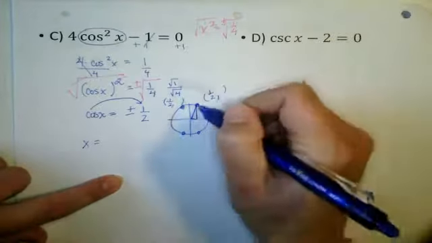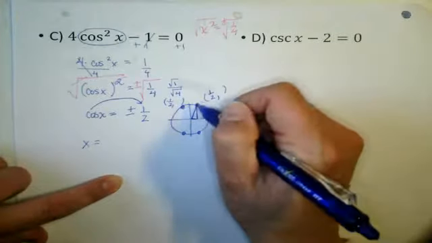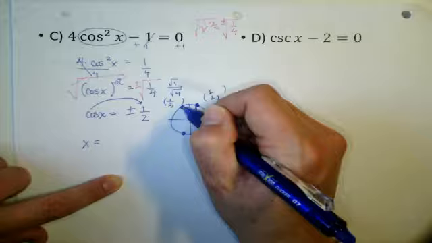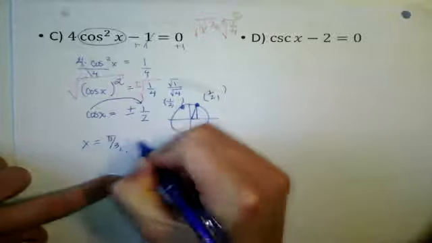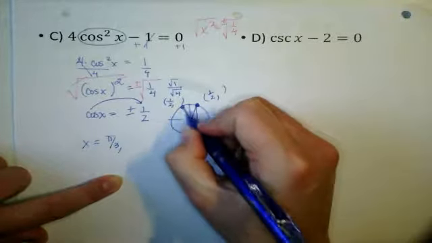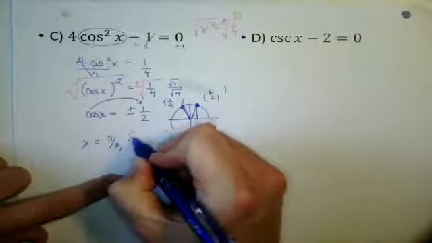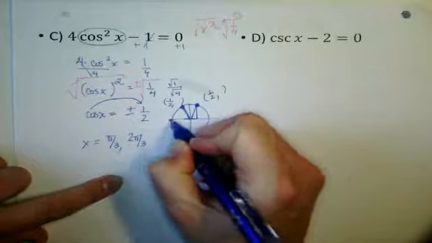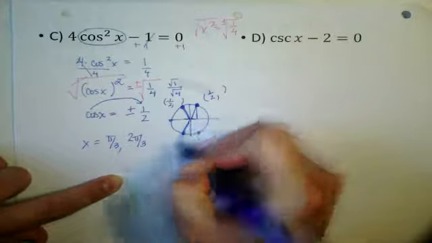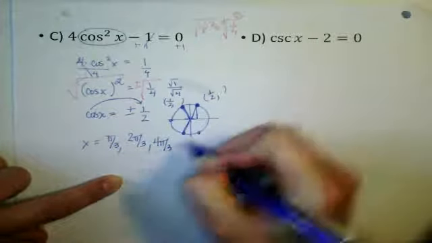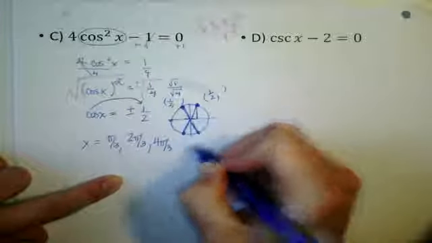Same down here. That's pi over 3. 1 pi over 3, 2 pi over 3. So pi over 3. 2 pi over 3 would have that negative x distance. 3 pi over 3 gets me to pi. This would be 4 pi over 3. And then last here would be 5 pi over 3.